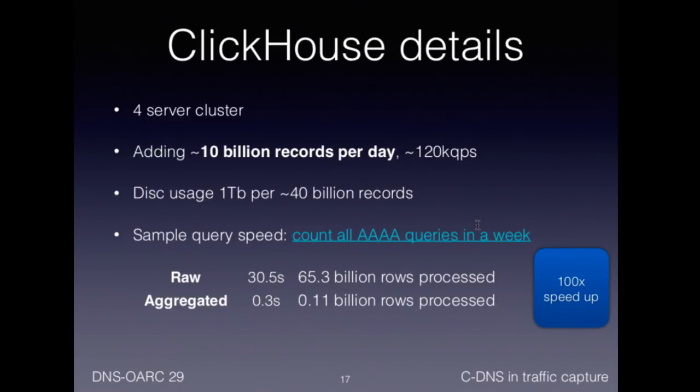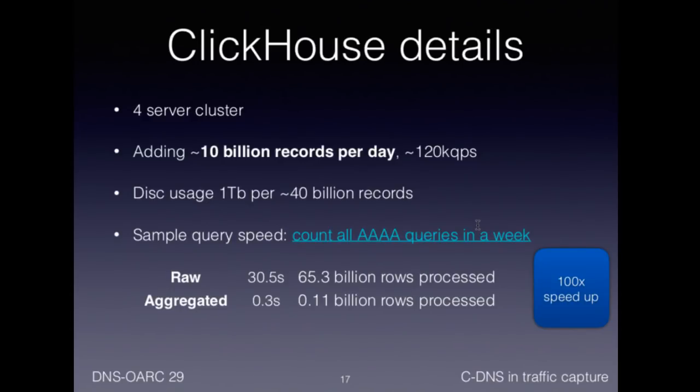We're running it on a 4-server cluster. We're adding 10 billion or so records a day. For those of you who remember the start of this talk, when I said that the ICANN managed route server manages about 9.5 billion queries a day, we are actually storing data from a couple of other services on there as well, which is why this figure is larger. We're finding we're consuming about 1 terabyte of data per 40 billion records.